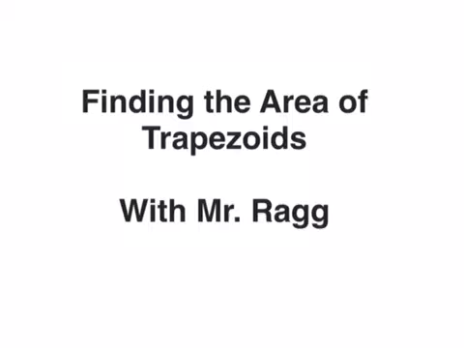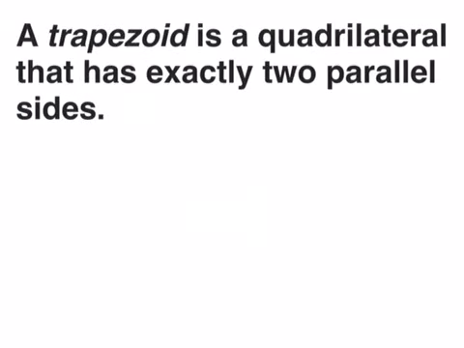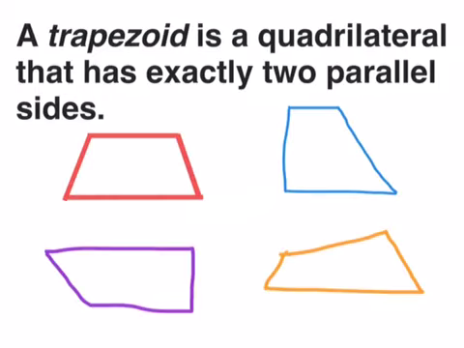All right, you little mathematicians, we're going to learn how to find the area of trapezoids. This is probably the most complex of all the figures we're learning about in 6th grade, so stick with me on this one. All right, so first, what the heck is a trapezoid? Well, a trapezoid is a quadrilateral, that's a four-sided figure, that has exactly two parallel sides. So let's take a look at some.